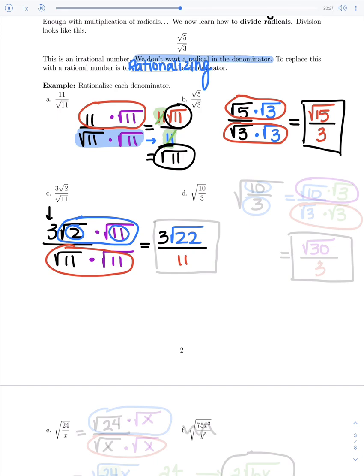You can't take the square root of 2, and you can't take the square root of 11. So there's really nothing we can do here. It is as simplified as it can get. 3 can't reduce, 11 can't reduce, and the square root of 22 can't reduce either. So we are done. This is our final answer of 3 square roots of 22 over 11. And this is okay because there's no square root in the denominator. That's all we really cared about. Let's look at problem D.